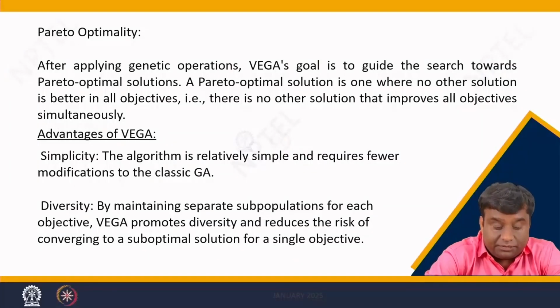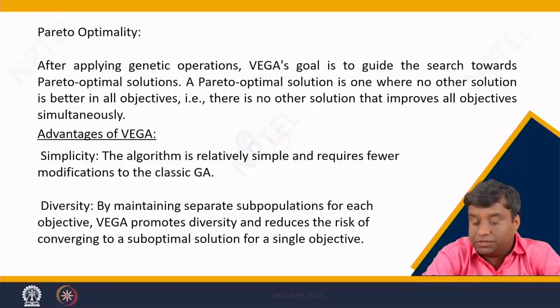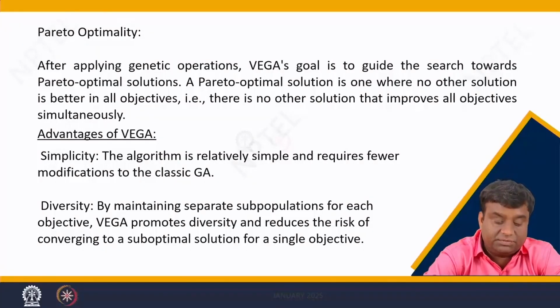Pareto optimality. After applying genetic operations, VEGA's goal is to guide the search towards the Pareto optimal solutions. A Pareto optimal solution is one where no other solution is better in all objectives. That is, there is no other solution that improves all objectives simultaneously.